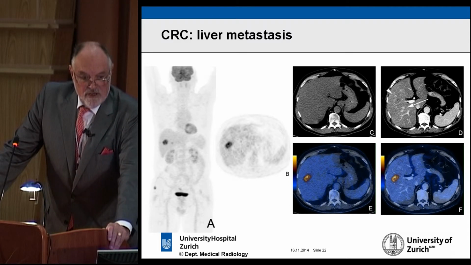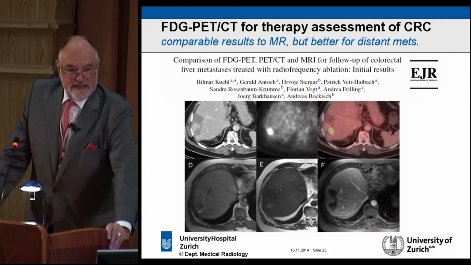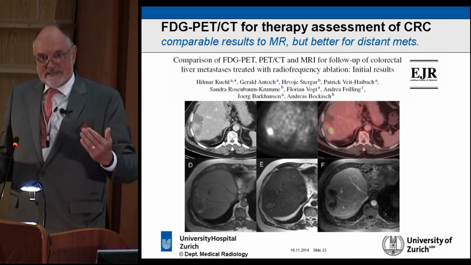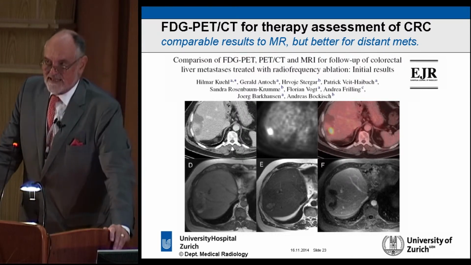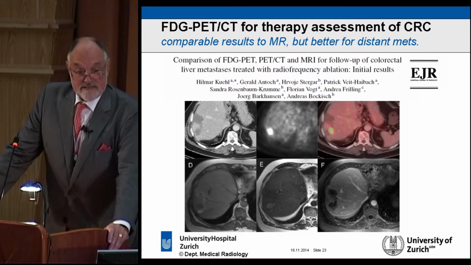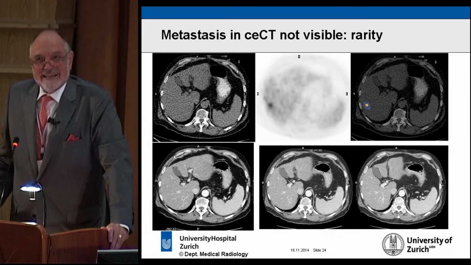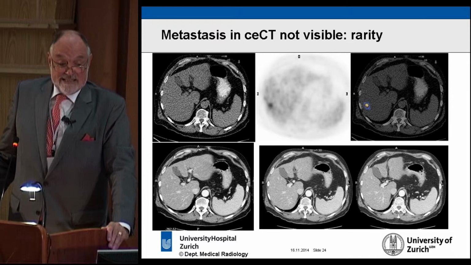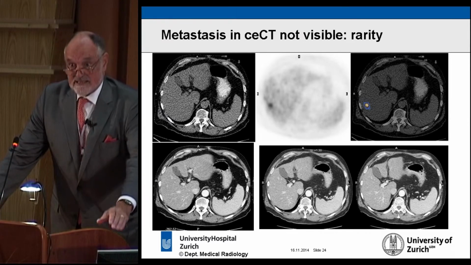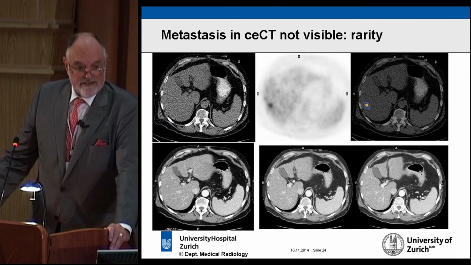Here you have a patient with liver metastases in a recurrent setting. Now, PET-CT has been evaluated against MR, and it seems that these two modalities are fairly comparable, with the great advantage of PET-CT that it gives you the information on distant metastases. In fact, the argument would go, MR has a better soft tissue contrast than CT, but it is very, very rare that you will miss a lesion on CT when you do contrast enhancement. Most lesions really are identified.